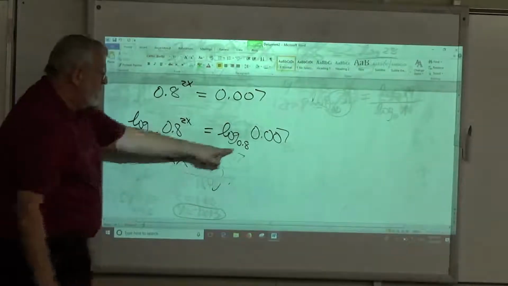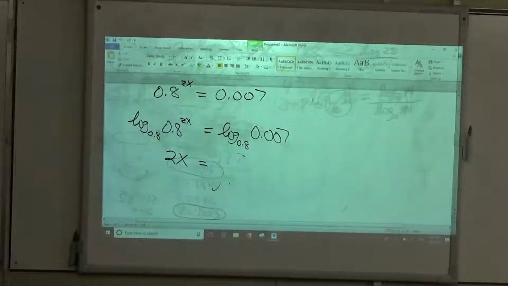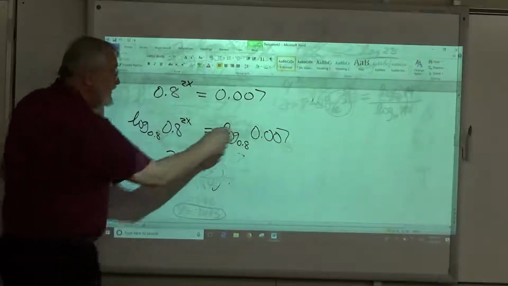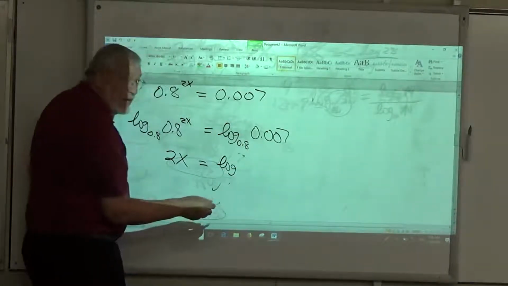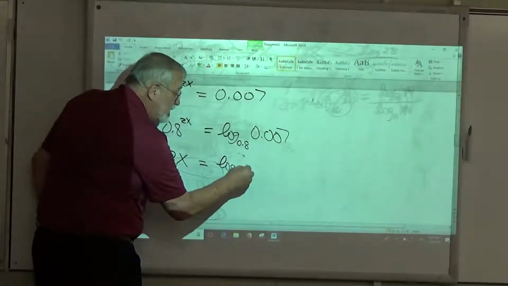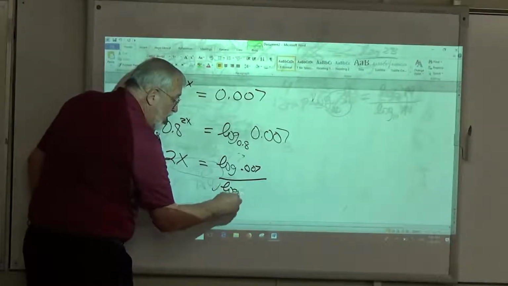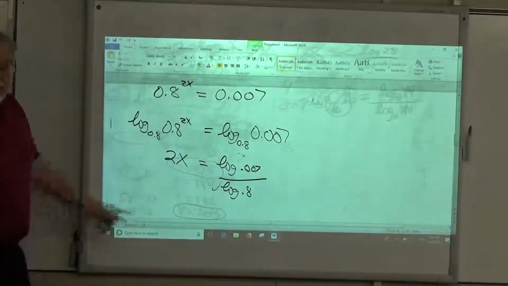equals. Now, are these two bases different? Okay, what does property number 4 tell you to do? Take the log of what? 0.007 and divide it by the log of 0.8. That will give me 2x.